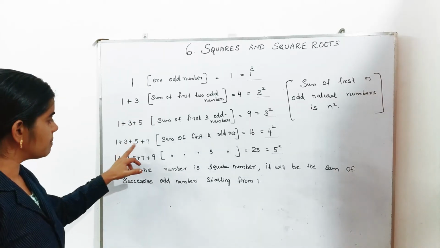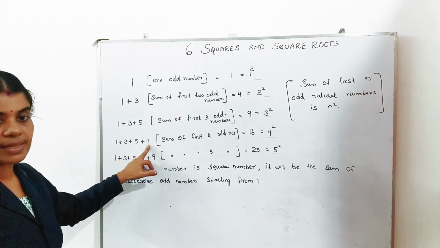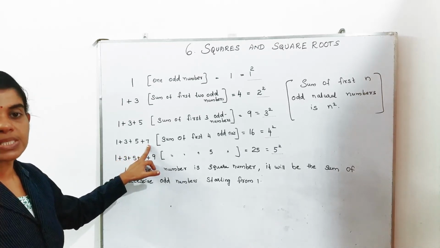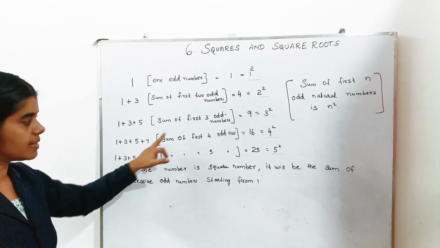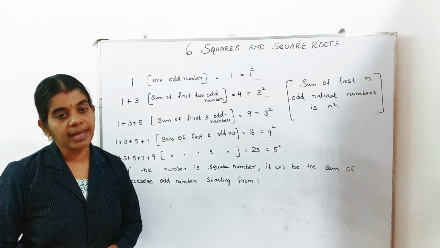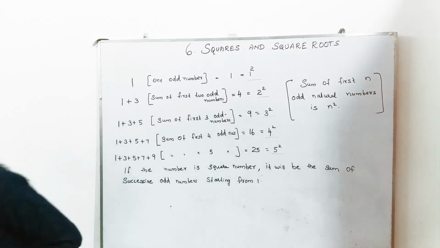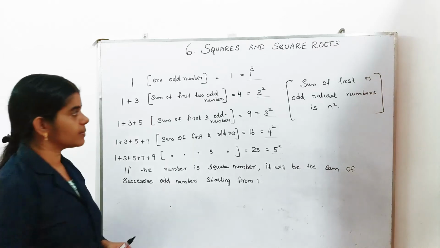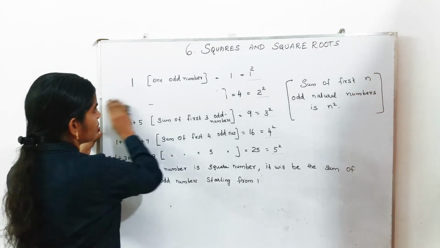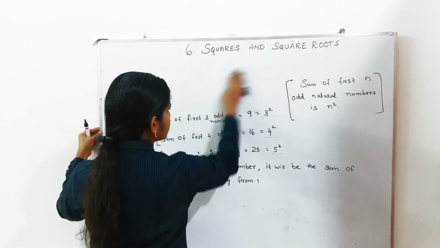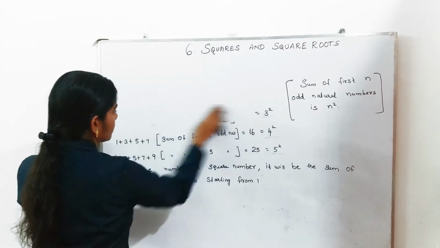That is 1 plus 3 plus 5 plus 7. How many numbers are here? 4 odd numbers. Therefore, its square will be the answer: 4 square, that is equal to 16. Like that, we can do the question without doing the calculations. I will show 1 or 2 questions like that. Then it will be clear to you.